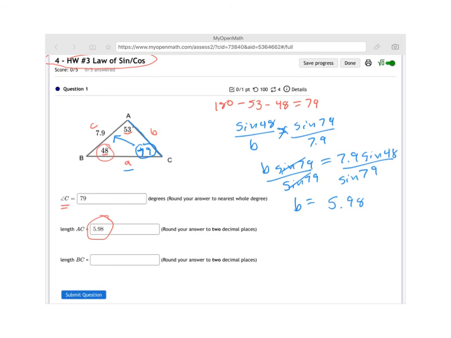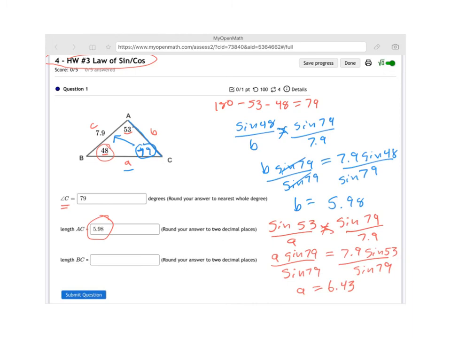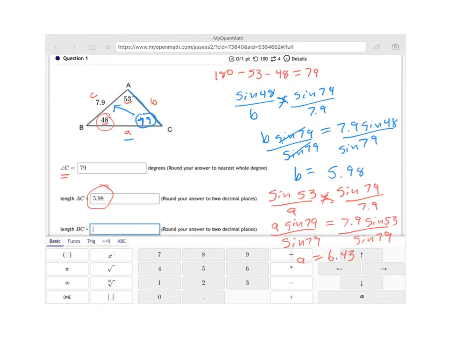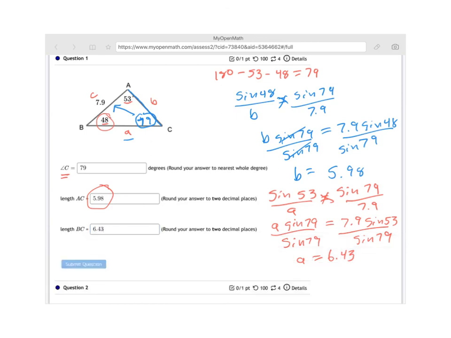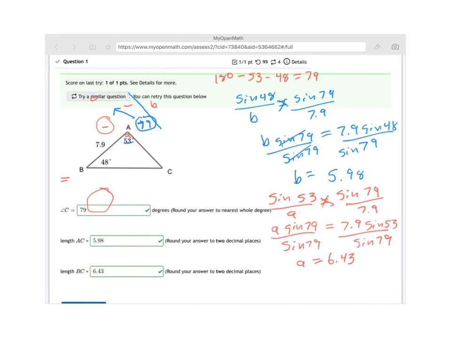So when we continue this one and we cross multiply, we get A times the sine of 79 is equal to 7.9 times the sine of 53. Divide by the sine of 79, divide by the sine of 79, and we end up with A is equal to 6.43. So now let's try that and see if we can get that to work here. 6.43. And now let's submit our question, and we got all those correct. Okay, so that's how you use the law of sines.